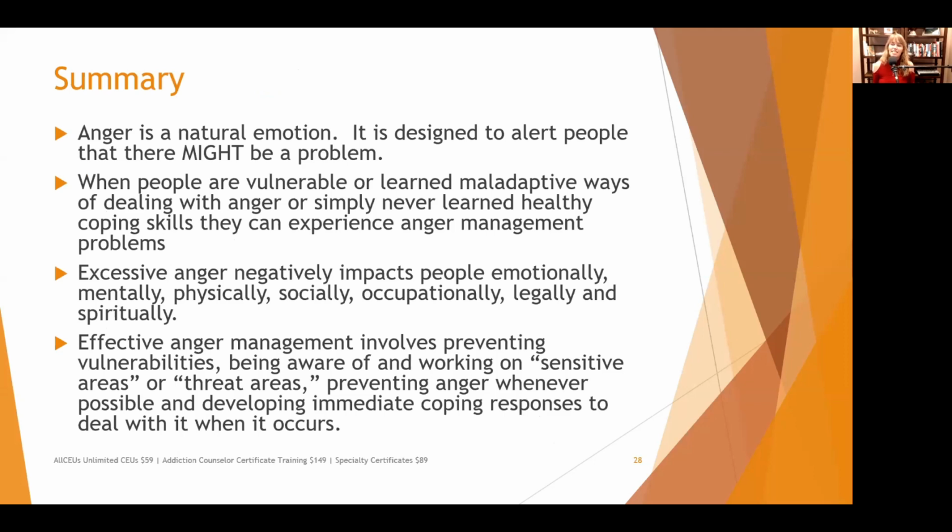Anger is a natural emotion. It's designed to alert people that there might be a problem. When people are vulnerable or learn maladaptive ways of dealing with anger, or simply never learned healthy coping skills, they can experience anger management issues. Excessive anger negatively impacts people emotionally, mentally, physically, socially, occupationally, legally, and spiritually. Effective anger management involves preventing vulnerabilities, being aware of and working on sensitive areas or threat areas that could trigger anger feelings, preventing anger whenever possible, and developing a repertoire of immediate coping responses to deal with anger when it starts to occur.